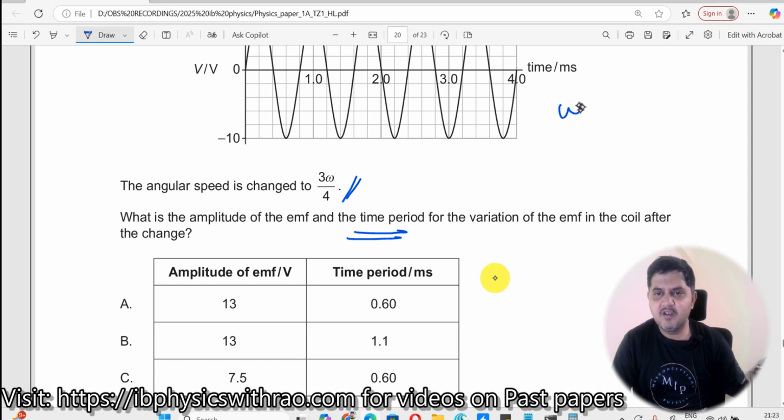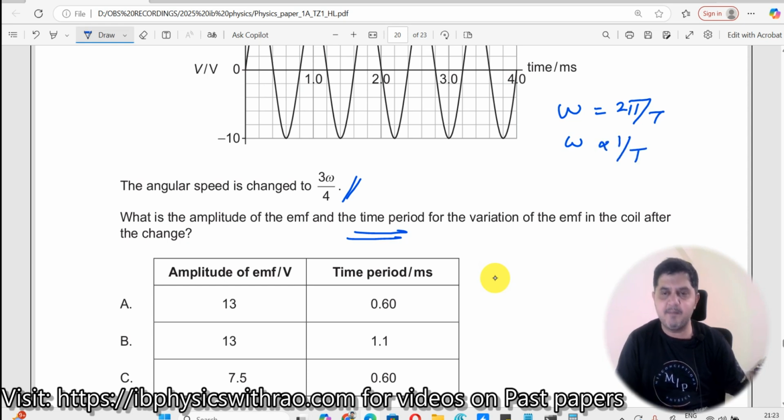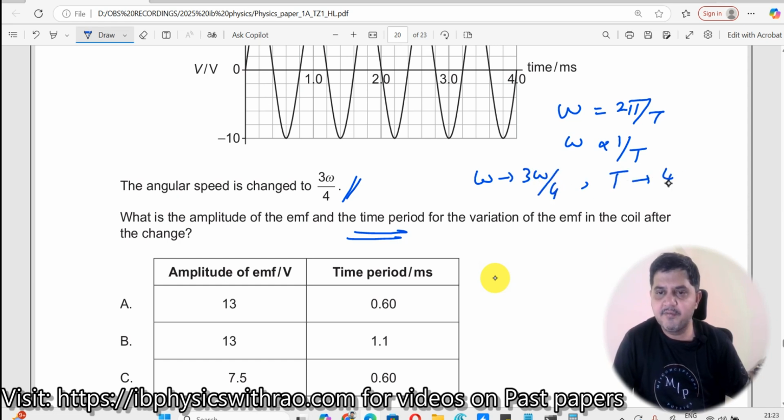Because you know omega is equal to 2 pi divided by T. Omega is inversely proportional to the time period. So if omega becomes 3 omega by 4, then the time period becomes 4T by 3. Only the coefficients get reversed. So thus you can see this T dash becomes 4T by 3.